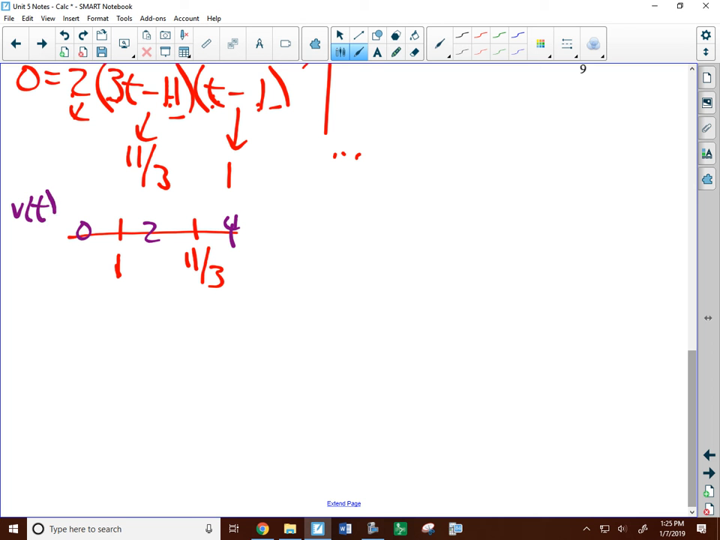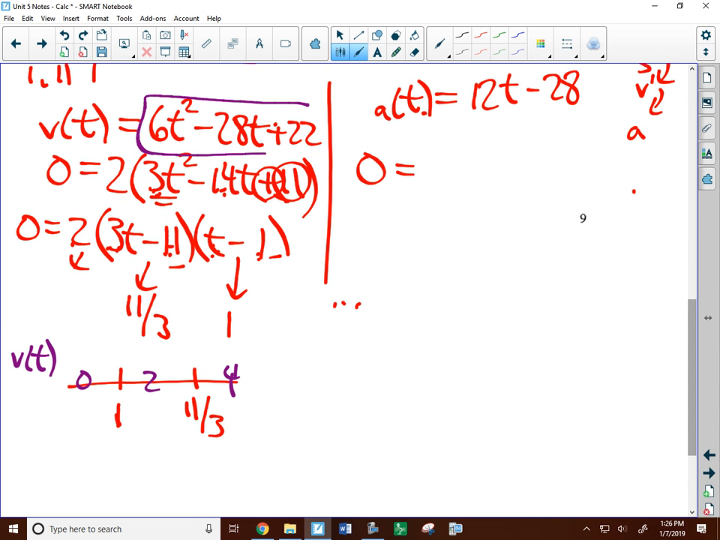Now, I'm finding things out about the velocity, so naturally I'm going to plug these into the velocity. Plug them in up here. Let's do a few. If I plug in 0, this will be 0, 0, 0, positive 22. If I plug in 2, it would be 2 squared, which is 4, times 6 is 24, minus 28 times 2, which is 56, plus 22. It's going to be negative 10. Let's go ahead and get the last one. I'm just going to give it to us as positive.